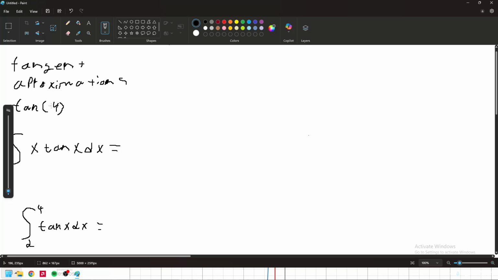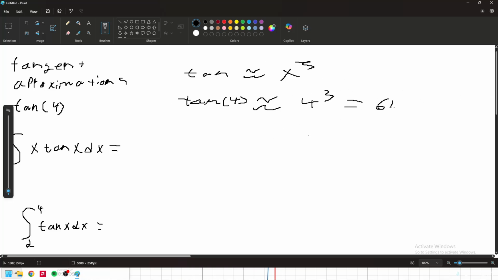So for tangent of 4, right? Nobody knows what tangent of 4 is, let's be honest. So we're just going to say tangent is approximately equal to x to the third. So tangent of 4 is approximately equal to x to the third, or 4 to the third, right? Everyone knows what 4 to the third is, equals 64. So that equals, not approximately, equals 64, okay? You can use your calculator if you want to, but nobody uses calculators.